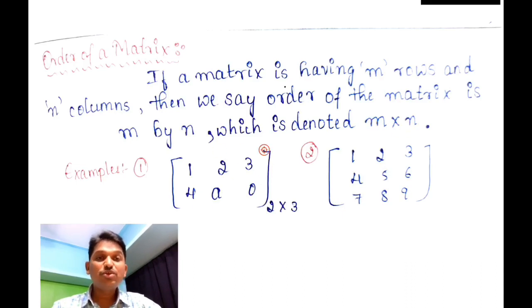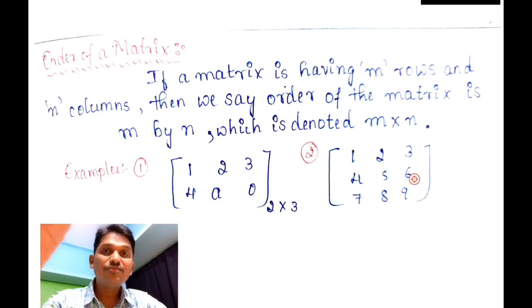For example, you take this matrix. With the example, you can understand this very clearly. In this, how many rows are there? This is the row, first row. This is second row. How many rows are there? 2 rows are there. How many columns are there? 3 columns are there. So, what is order of this matrix? 2 by 3. If a matrix is having m rows and n columns, then we say order of the matrix is m by n, which is denoted like this. How you read this? Some people will read it as 2 cross 3, but actual thing is it is 2 by 3. Okay.